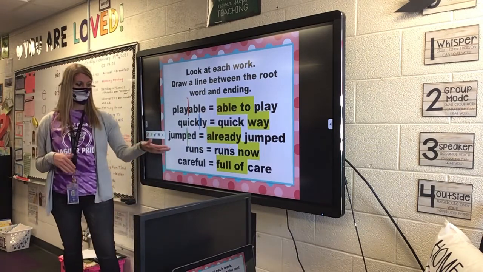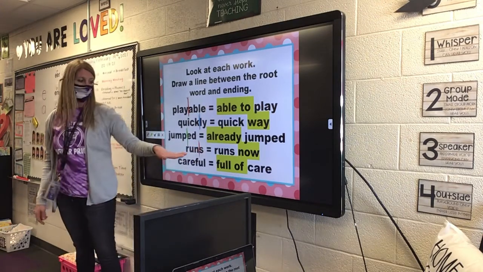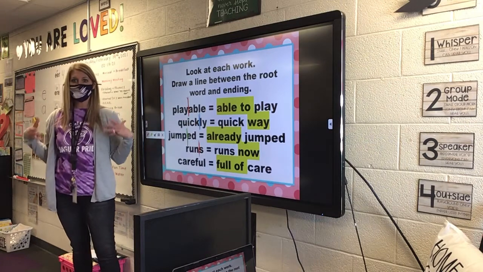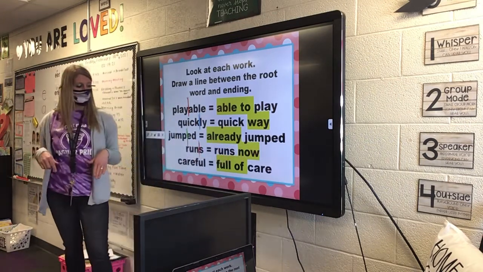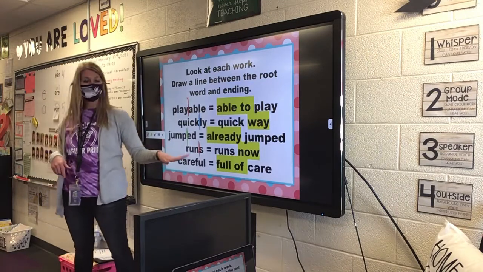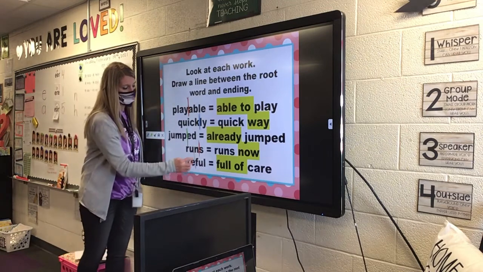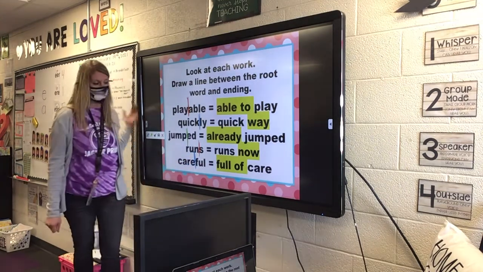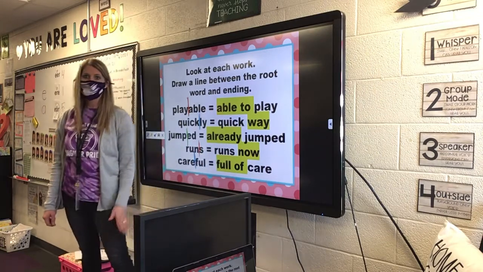Runs, that is my verb. My root word is run. If I add an s to it, that means it's happening now. So runs now. The last example is careful. My root word is care. And then I have full. When I add full to that, that means full of. So like full of care. So careful is full of care.